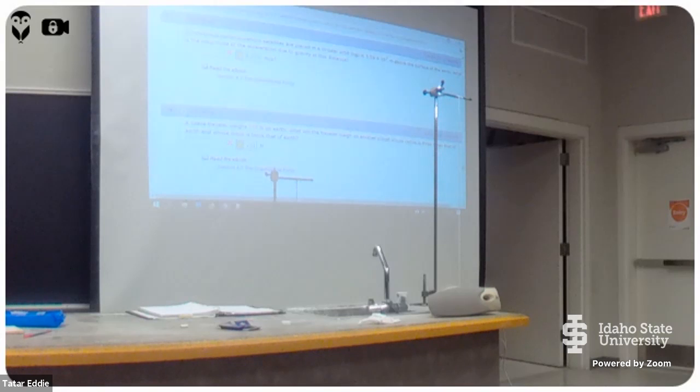Make sure that when you substitute the radius of the planet Earth, it is in meters, not in kilometers like they usually give it.